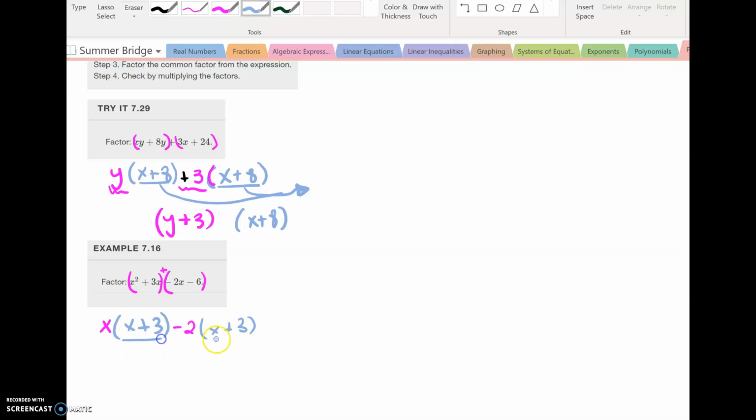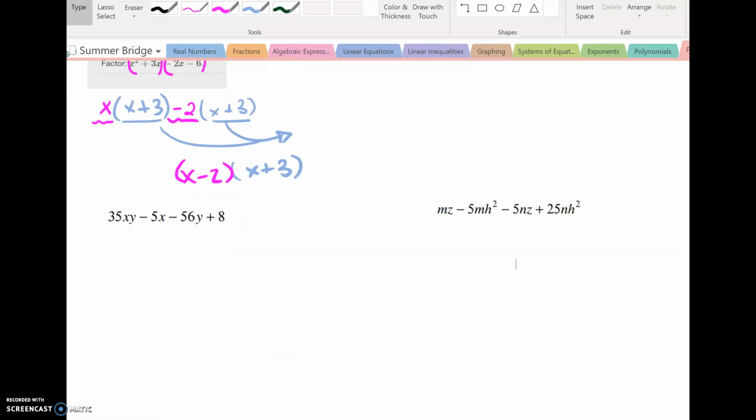And oh my goodness, these are the same, so I'm going to factor those out. So I have x plus 3. And then whatever I have left here is x and negative 2. So my first set is going to be x minus 2. Okay, well, so 2 more examples, okay, and then we'll make this a short video.